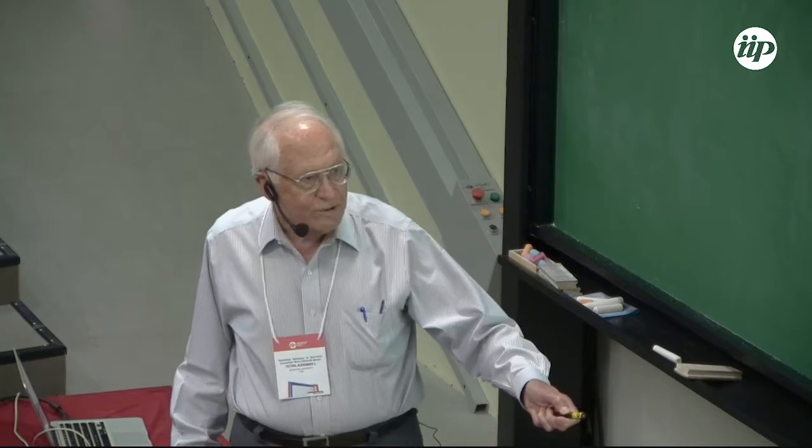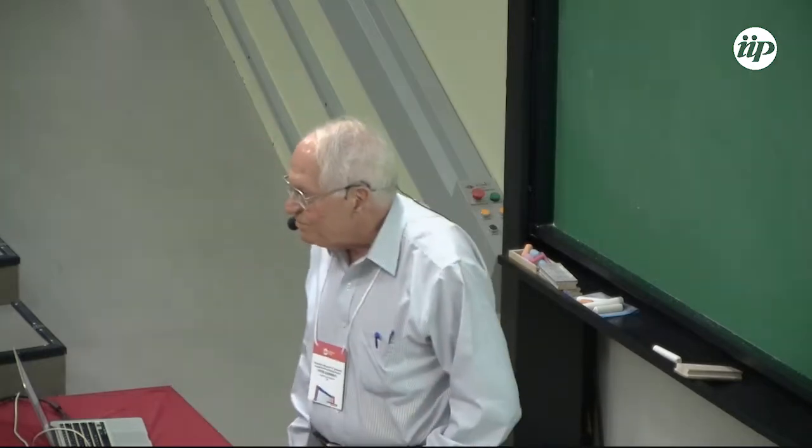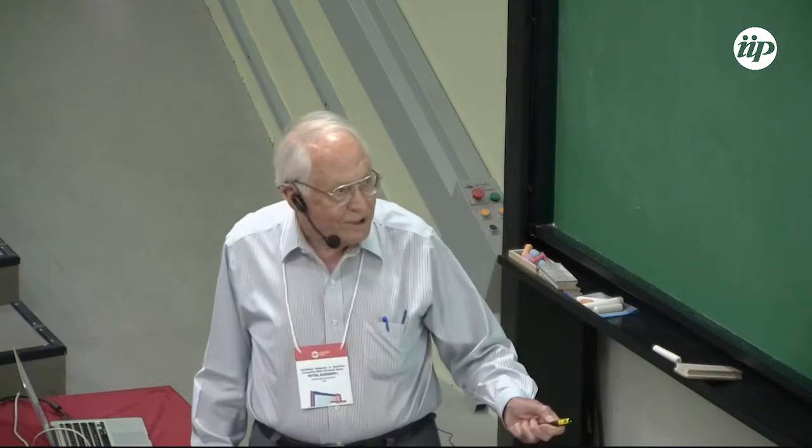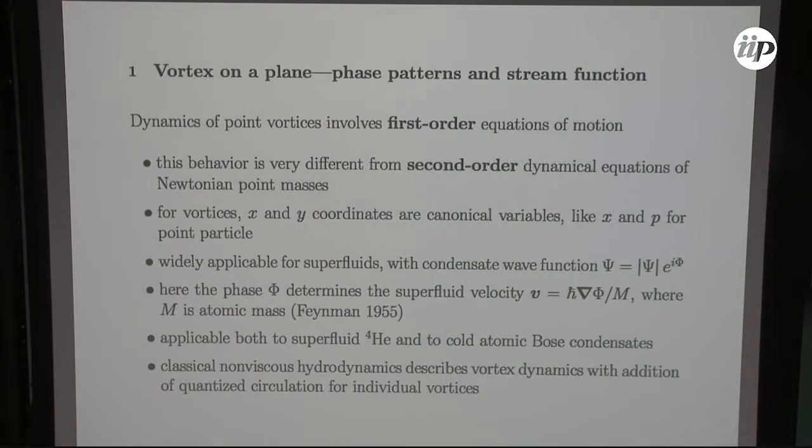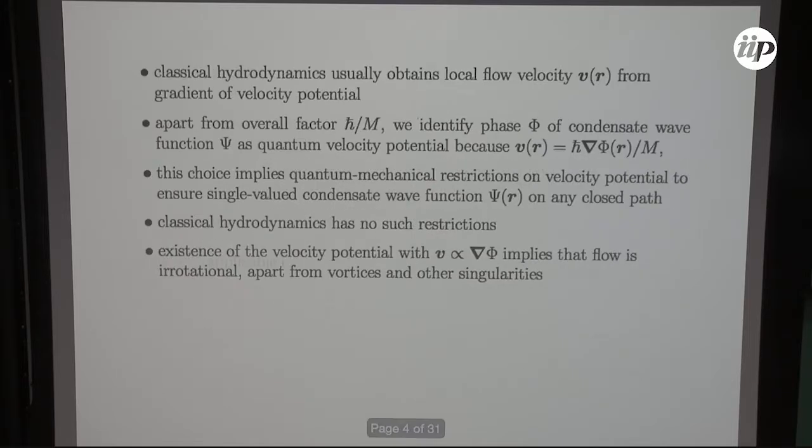Now, in a superfluid, we typically talk about a condensate wave function with some phase phi. And Feynman said in 1955 that the superfluid velocity is proportional to the gradient of phi, with this constant h over m. This is true both for helium-4 and for cold atomic Bose condensates. To a first approximation, you can think of this as basically the movement of a non-viscous irrotational classical fluid, apart from singularities with quantized circulation representing the vortices.